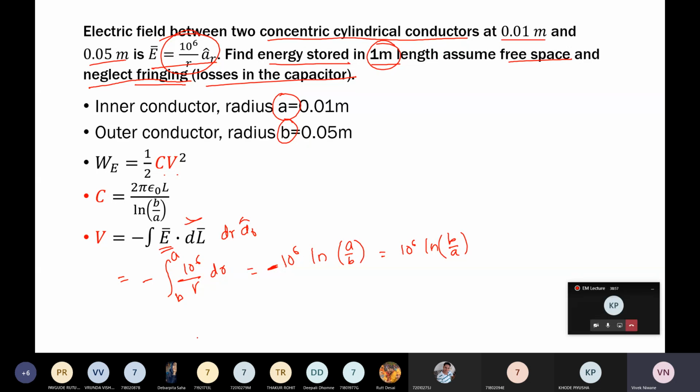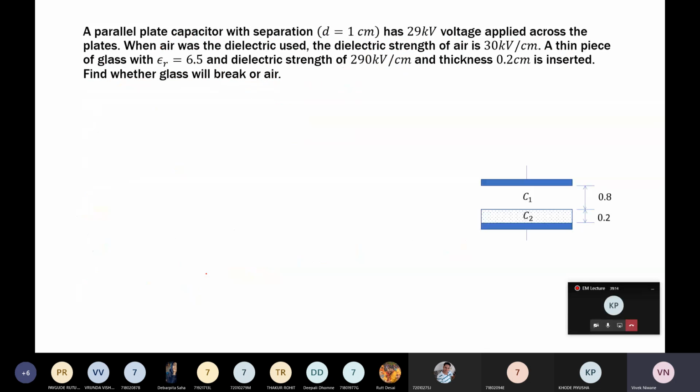So we can calculate the voltage. And okay, now we have C as well as we have V. So put the values into the formula and get your energy stored in the cylindrical capacitor. Okay. And now moving on to next numerical.